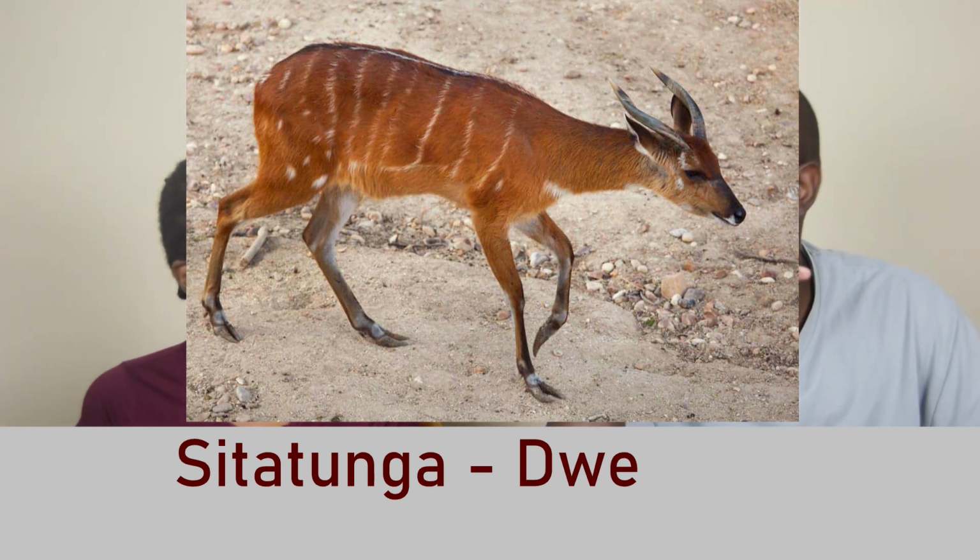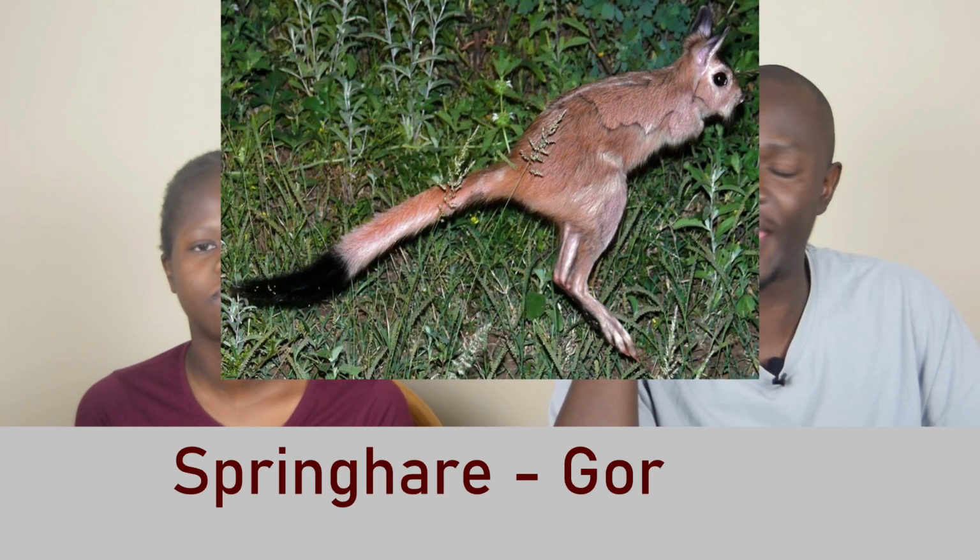Asitatunga is dwe. But isn't the other one dwe? Which other one? The other one is bue. That's a jackal. So the sitatunga is dwe. Okay? Then we can go on to a spring hare.